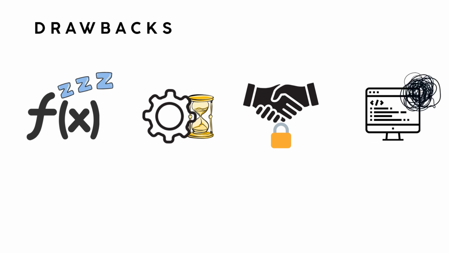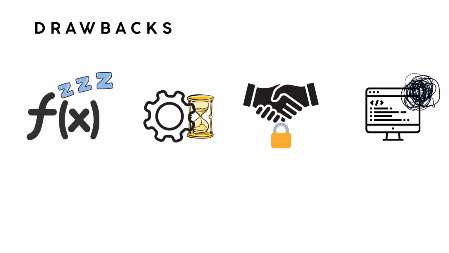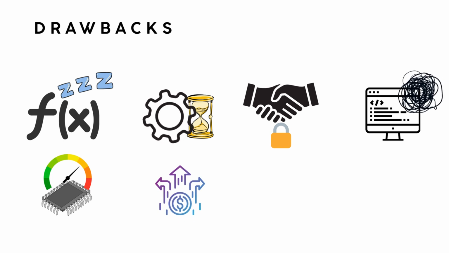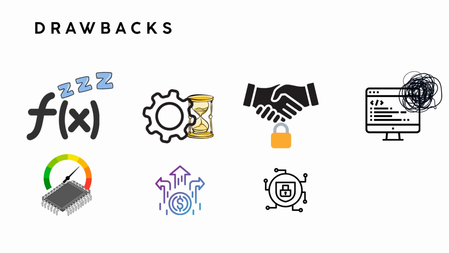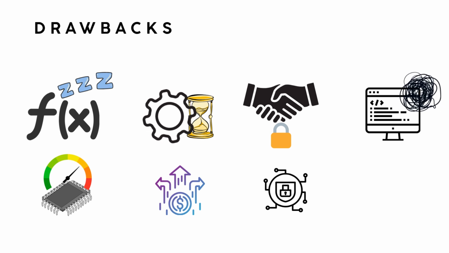Complex debugging. Harder to trace issues since infrastructure is abstracted and distributed. Resource limitations. Constraints on memory, CPU, and execution environments. Unpredictable costs. High frequency events or poor optimization can lead to unexpected billing spikes. Security and compliance challenges. Shared infrastructure and hidden backend layers can complicate data security or auditing.